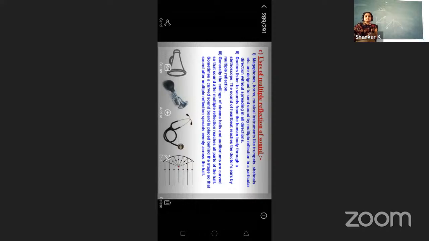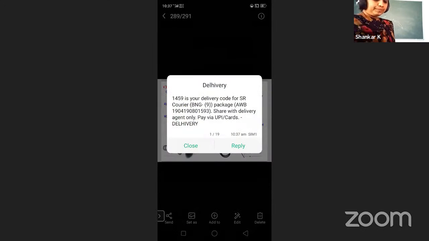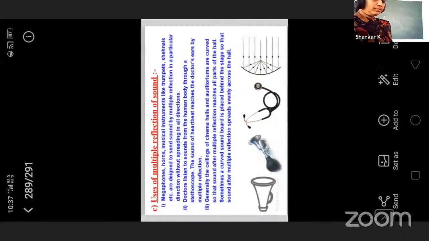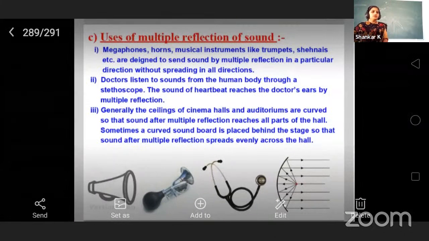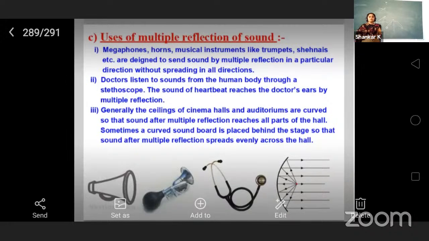So here the sound is reflected. Megaphones, horns, musical instruments, these all use multiple reflection of sound. We use this reflection of sound in megaphones, horns, musical instruments, trumpets, sirens, etc. These are designed to send sound by multiple reflection in a particular direction, not spreading everywhere.